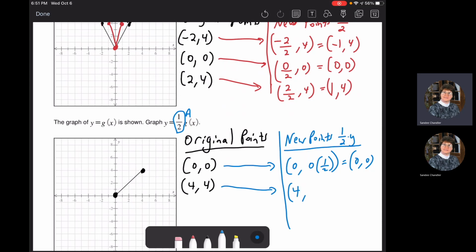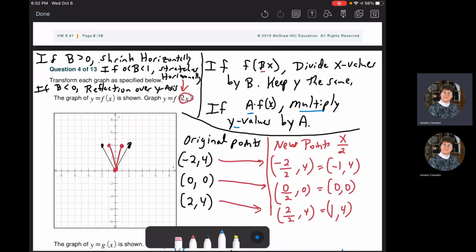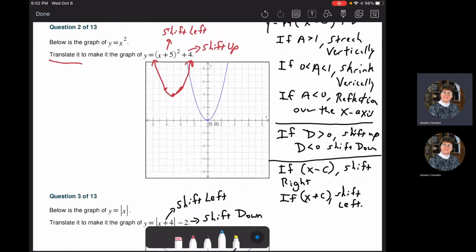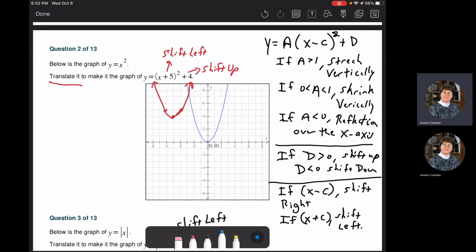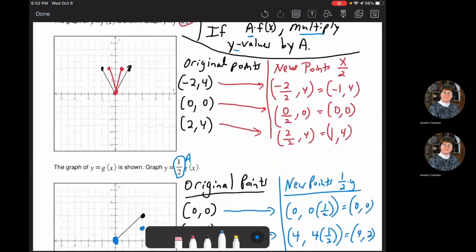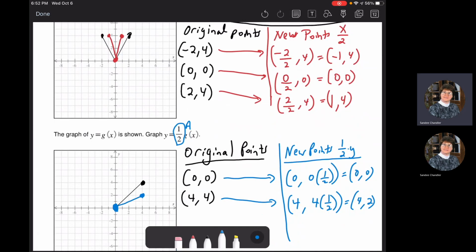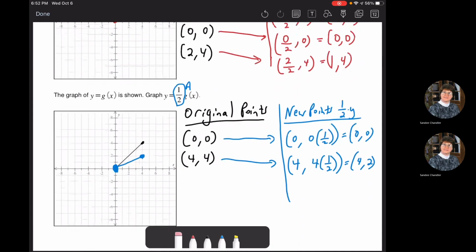Our X's stay the same, so that's still 4. And the other one, Y, is 4 times 1/2. I do hope you know what 1/2 of 4 is. So that gives us the point 4, 2. So our new points are 0, 0, so that didn't change. 0, 0 hardly changes unless there's a shift left, right, up, or down. And 4, 2. Now remember up here, where'd it go? There it is. If A is between 0 and 1, and 1/2 is between 0 and 1, we expect to shrink vertically. And indeed, this shrunk down from there to there. So that is a shrink. All right, yay.